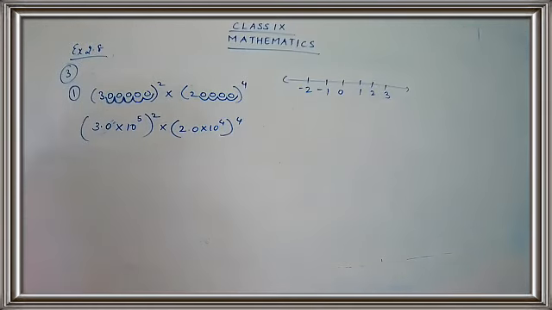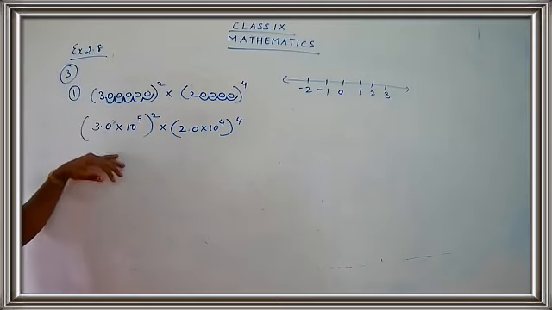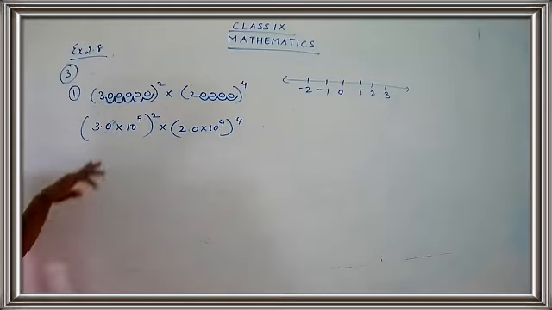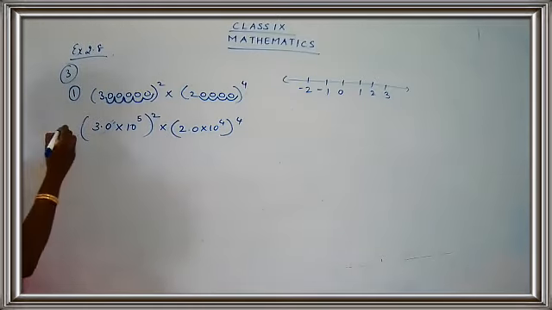I get 3.0 into 10 raised to 5, the whole square, into 2.0 into 10 raised to 4, the whole raised to 4. Are you clear, children? Okay, take down the steps. So what we have done, we have just applied the scientific notation. Now let us simplify it further. I'll tell you how to do it further. Just stay on the steps. You can just put here an equal to sign.